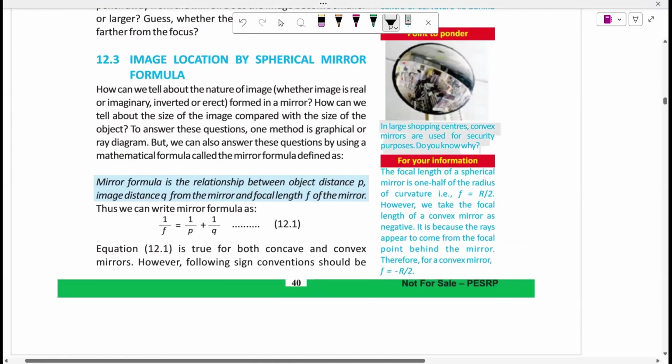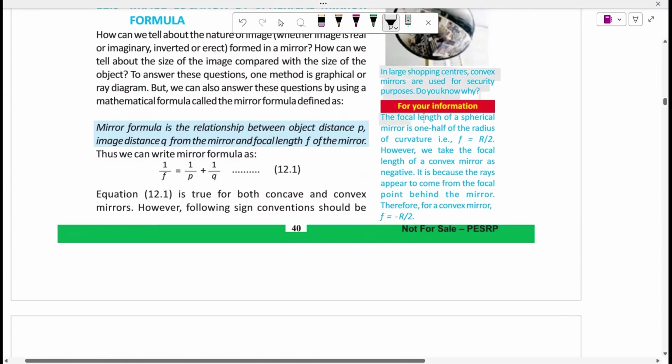We can see the whole area with it. The focal length of a spherical mirror is 1/2 of the radius of the curvature, that is f equals R over 2. However, we take the focal length of a convex mirror as negative. Why do we take it negative? Hareen?